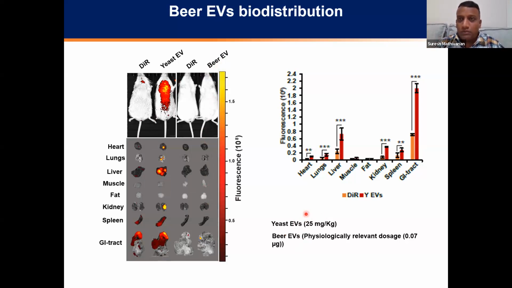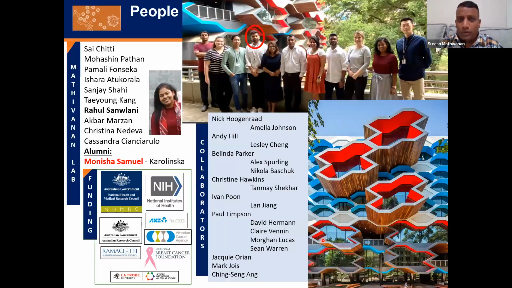So if you want to have this amount, which is like 25 mg per kg of yeast EVs in beer, you need to consume almost 7,000 beers a day, which is not physiologically possible for anybody. I'm not sure it's possible. That's why we just rebutted saying that the milk EVs are high in milk, but not for other things. With that, I'll stop. I'll come to the most important slide.